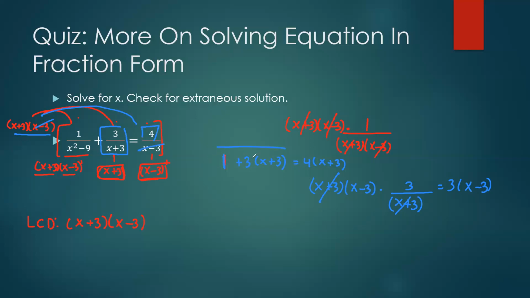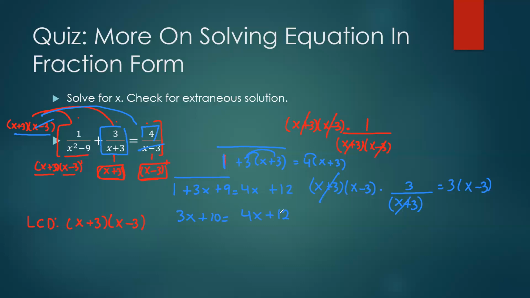On the left side, we do have to FOIL this out. So it's 1 plus 3 times x is 3x, 3 times 3 is 9. And over here, this is going to be 4x plus 12. Can we simplify it even more? On the left side, you can collect like terms, the constants 1 and 9. So you have 3x plus 10, and on the right, you're left with 4x plus 12.